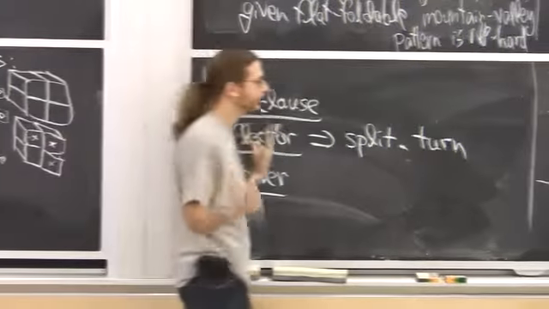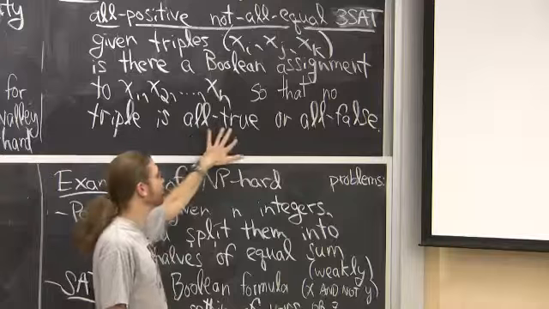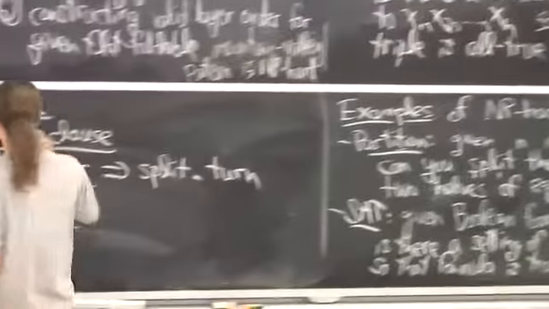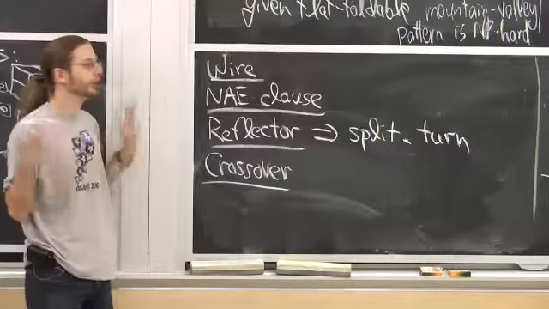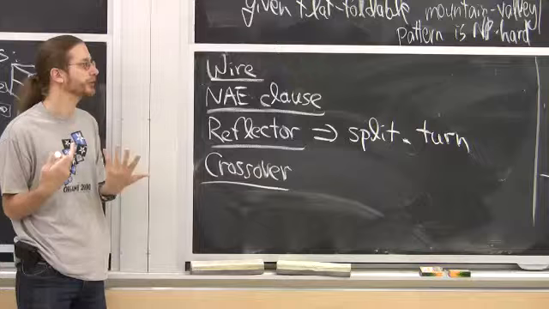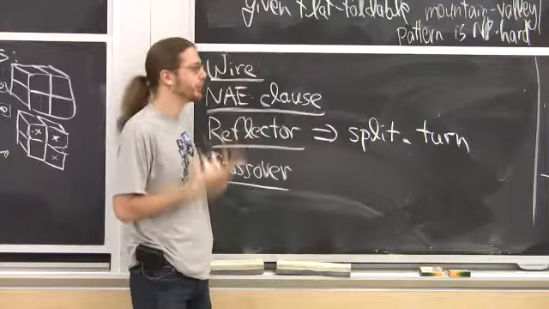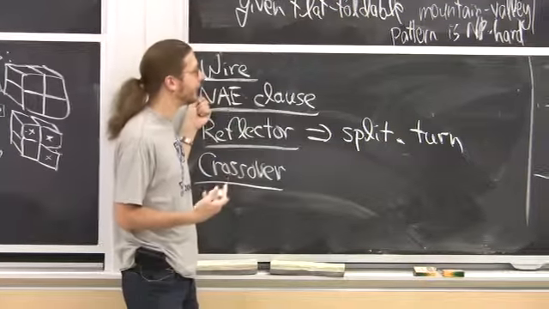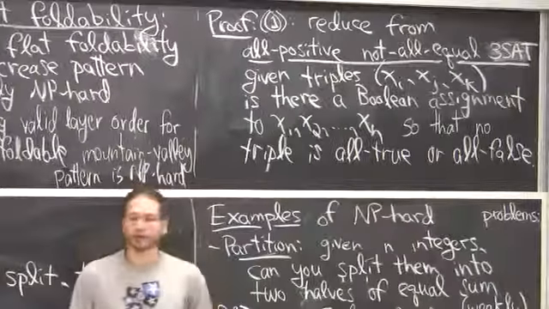In this case, the interesting thing we need to do is tell, if I have a triple of them, are they all true or all false? And somehow force them to not be all true or all false. And in this case, that will be a not-all-equal clause. It'll be a gadget that folds flat exactly when those wires come together, three wires come together, and if they're all true, it won't fold flat. If they're all false, it won't fold flat. In all other cases, it will fold flat. So if we can build that, that'll constrain the variables that I connect together with a not-all-equal clause.